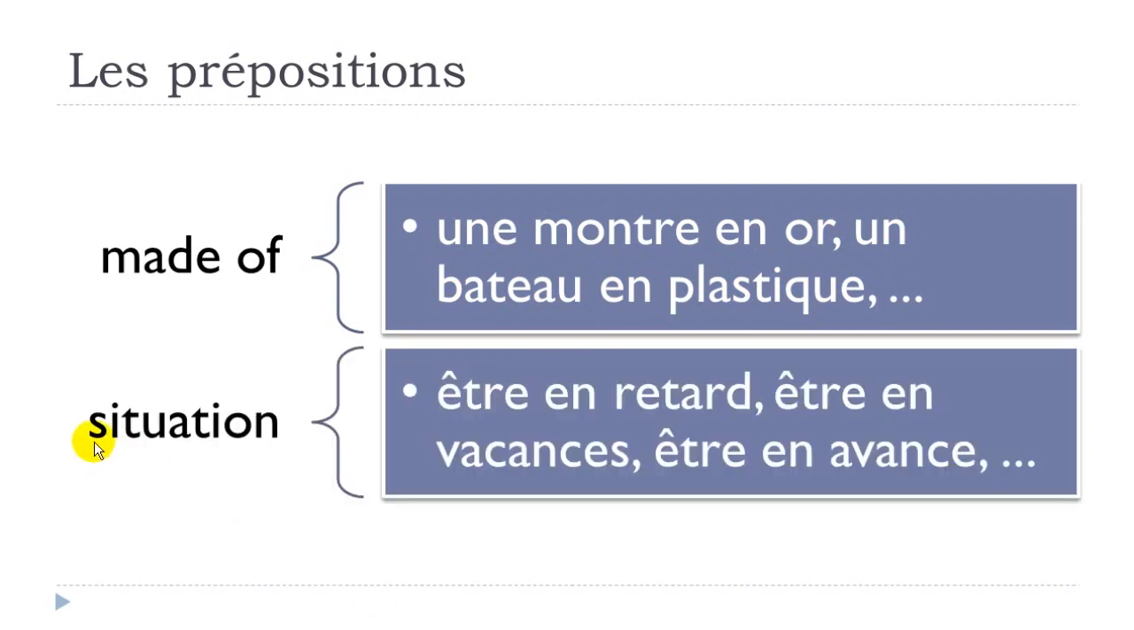If you want to express the situation you are in, for instance, to be late, être en retard. Être en retard. And then the other option here, être en avance. So if you're coming earlier, then être en avance. Être en vacances, to be on holiday, so être en vacances. So in all these situations, like en retard, en vacances, en avance, we will use this preposition "en", okay?